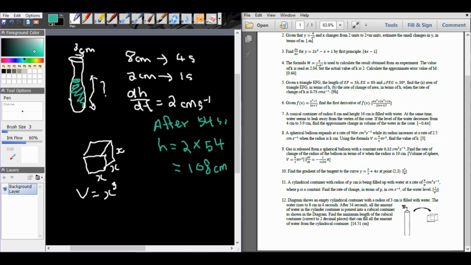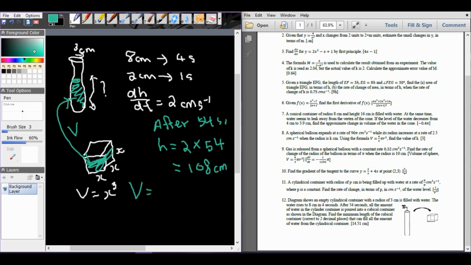So this is the height of the water level. Because we have to pour this volume of water into this cube, the volume of the water here is the same. We have to find the volume of water in this cylindrical container. So the volume of a cylinder is V equals pi r square h. r is given, which is 3. h is 108. From here, you will get 972 pi.